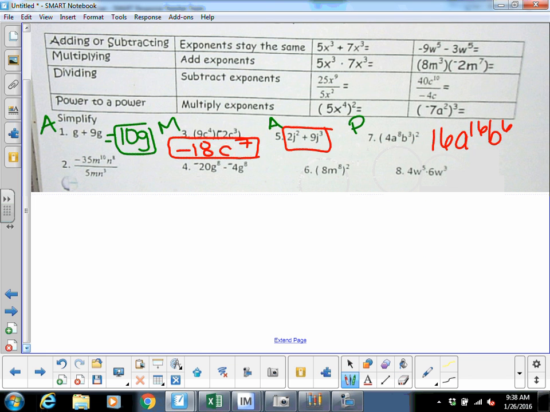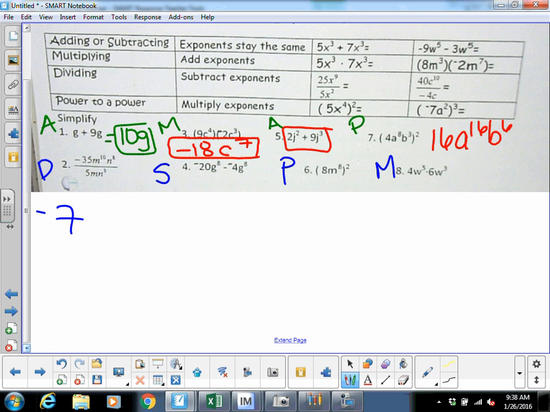All right, bottom row. What are we doing on number 2? Well, kind of both. When we divide, what are we going to do with our exponents? We're going to subtract. All right, what about number 4? Adding or subtracting. All right, number 6. Power to a power, and number 8. Multiplication. Good job. All right, so here, what do you think I'm going to do to my big numbers? I'm going to divide. What's negative 35 divided by 5? Negative 7. All right, and I subtract my exponents.